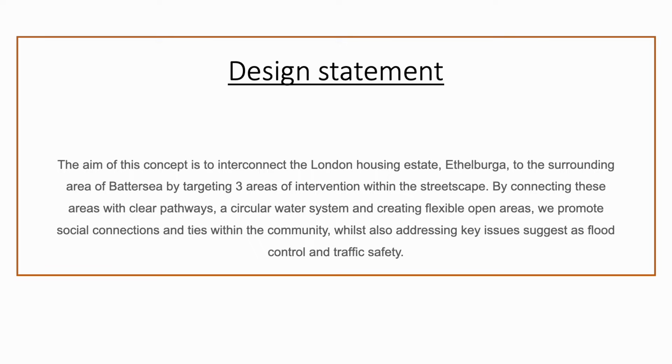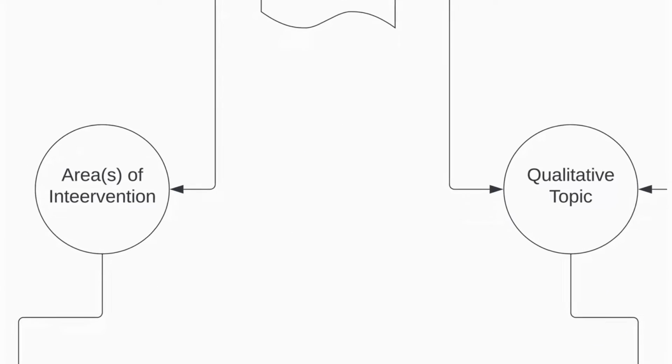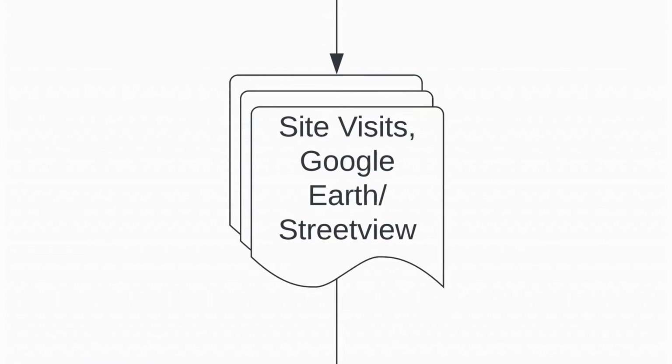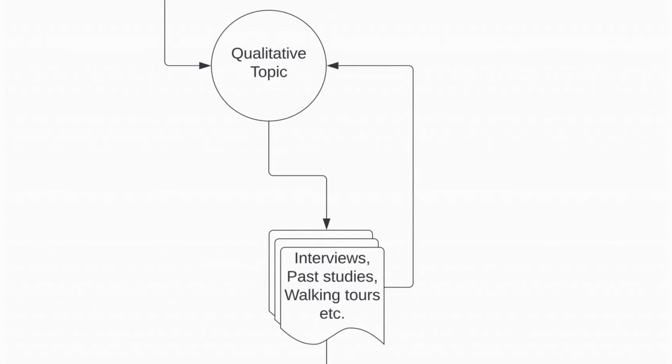The evolutionary design workflow that has been developed and will be shown in this video functions like this: areas of intervention, otherwise known as the input, and the qualitative topic are first chosen. From the input, we collect images from online or site visits. For the qualitative topic, we conduct interviews and research case studies relating to the topic. Having conducted more research, the qualitative topic may be altered or changed.